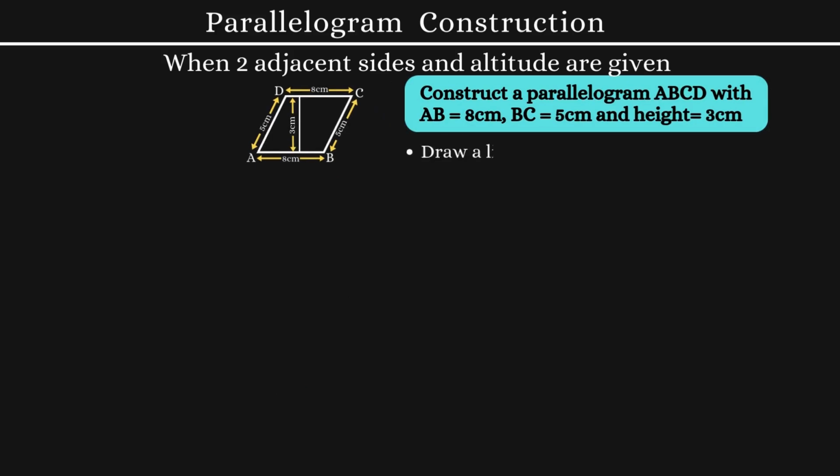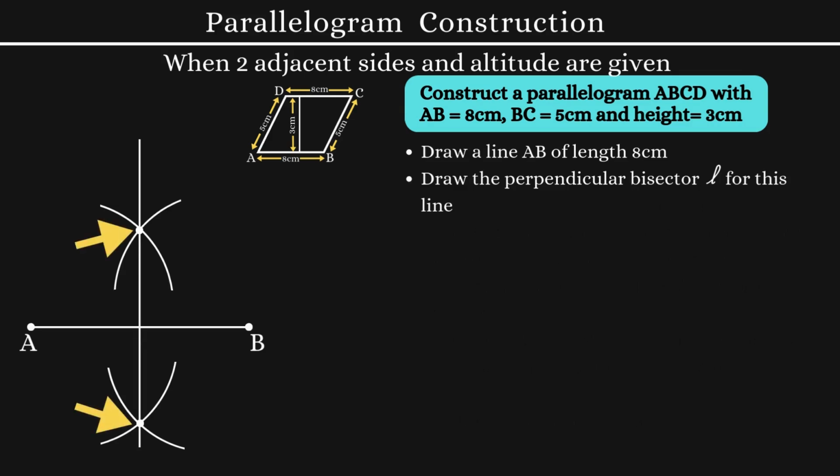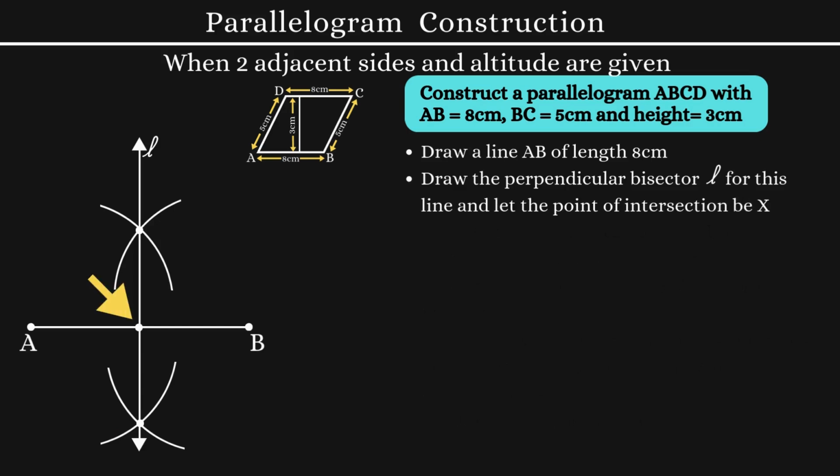Draw a line AB of length 8 cm. Now let's draw a perpendicular bisector for this line. With A and B as centers and the same radius, draw two arcs above and below the line intersecting each other. When you join these two intersecting points, we have the perpendicular bisector L. Now mark this point of intersection as X.